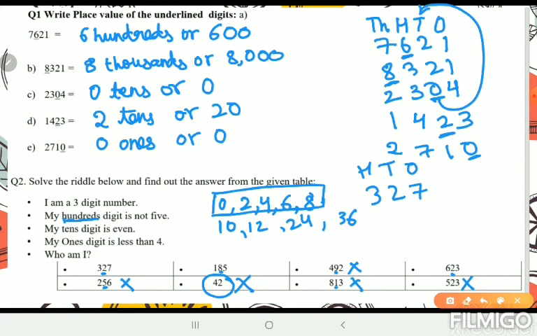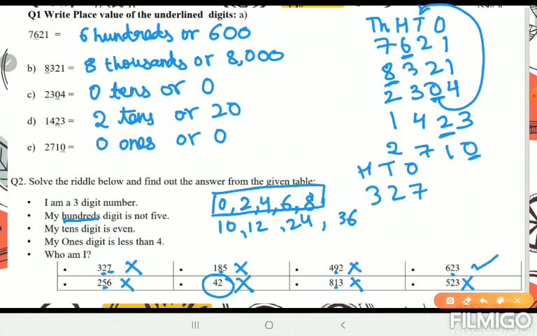Now the next condition says my ones digit is less than 4. So what are the numbers which are less than 4? It can be 3, it can be 2, it can be 1, it can be 0. So let's see in which number the ones digit is less than 4. Is 7 less than 4? No. So it cannot be. Is 5 less than 4? No. This also cannot be. Is 3 less than 4? Yes, it can be.